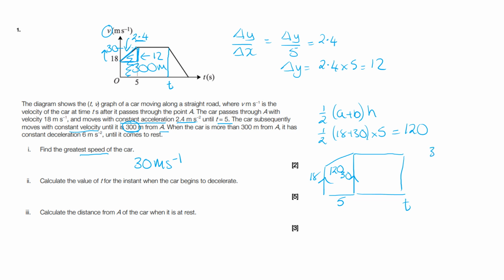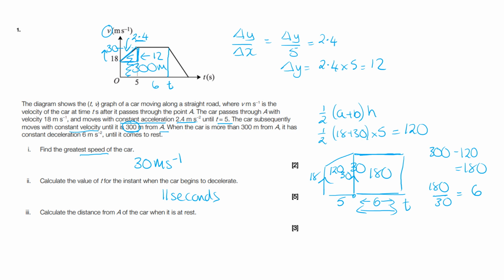And then the whole two distances together are 300. So if we do 300 take away 120, that gives us 180, which must be this rectangle. Now we know that this rectangle has the dimension 30 high, but we don't know what this distance is here. So if we do 180 divided by 30, that will give us 6. So there's 6 more seconds where we've been travelling at our constant speed. So the t here must be the 5 plus the 6, and that's going to be 11 seconds.